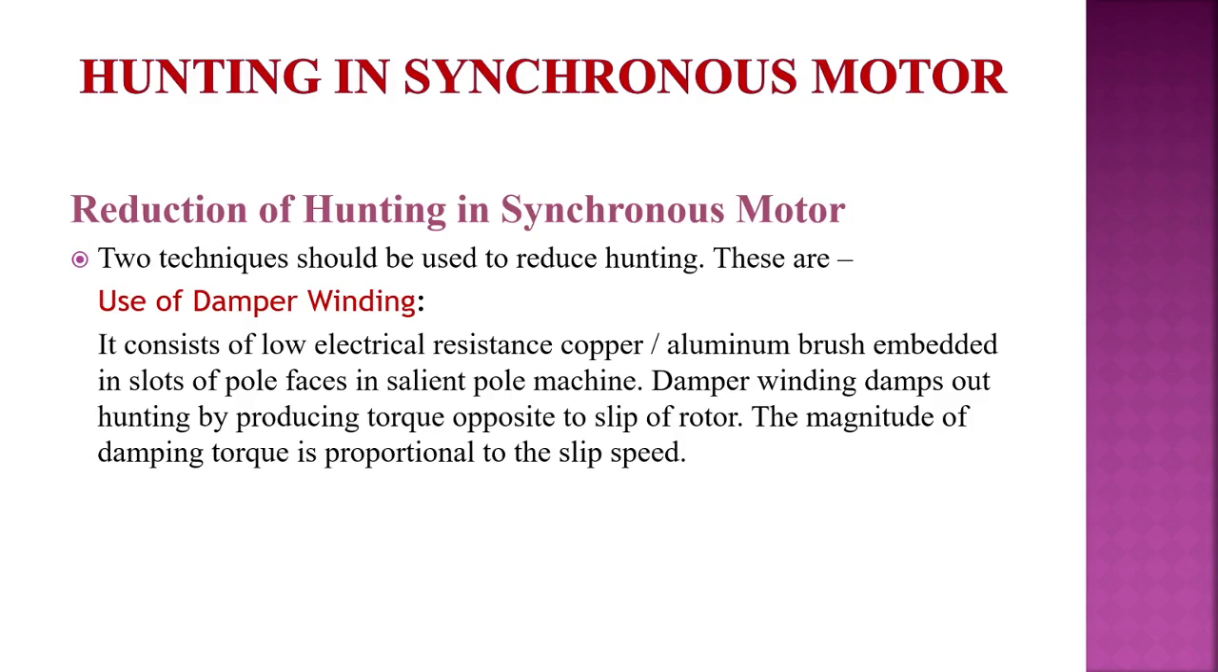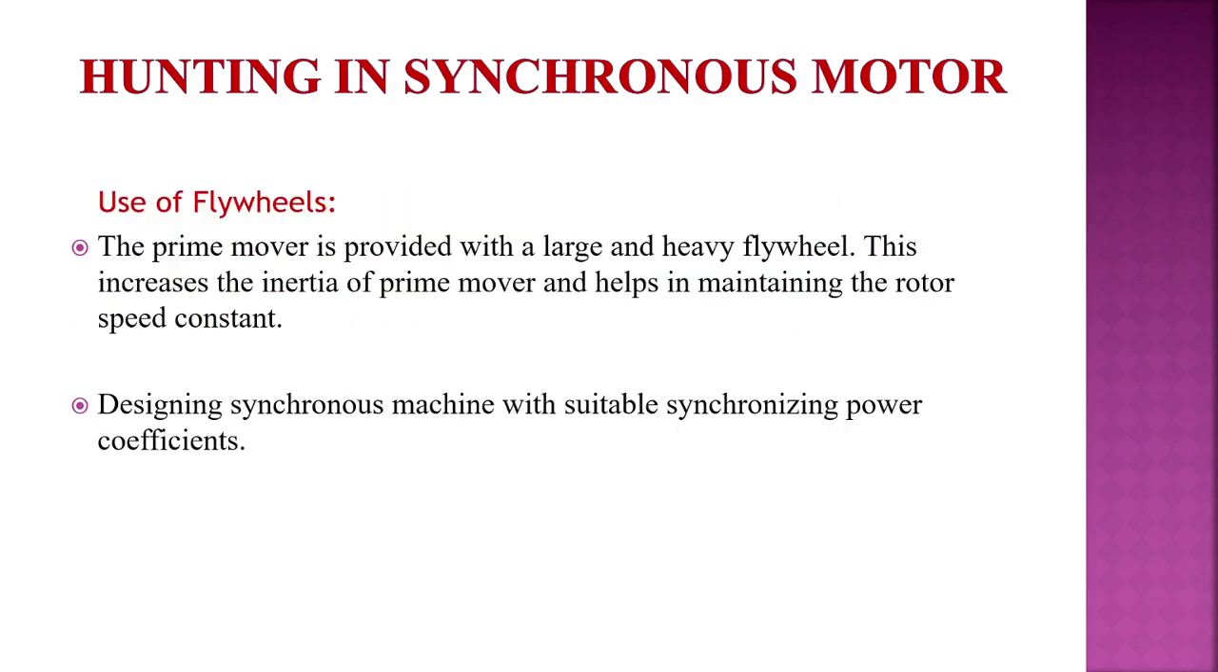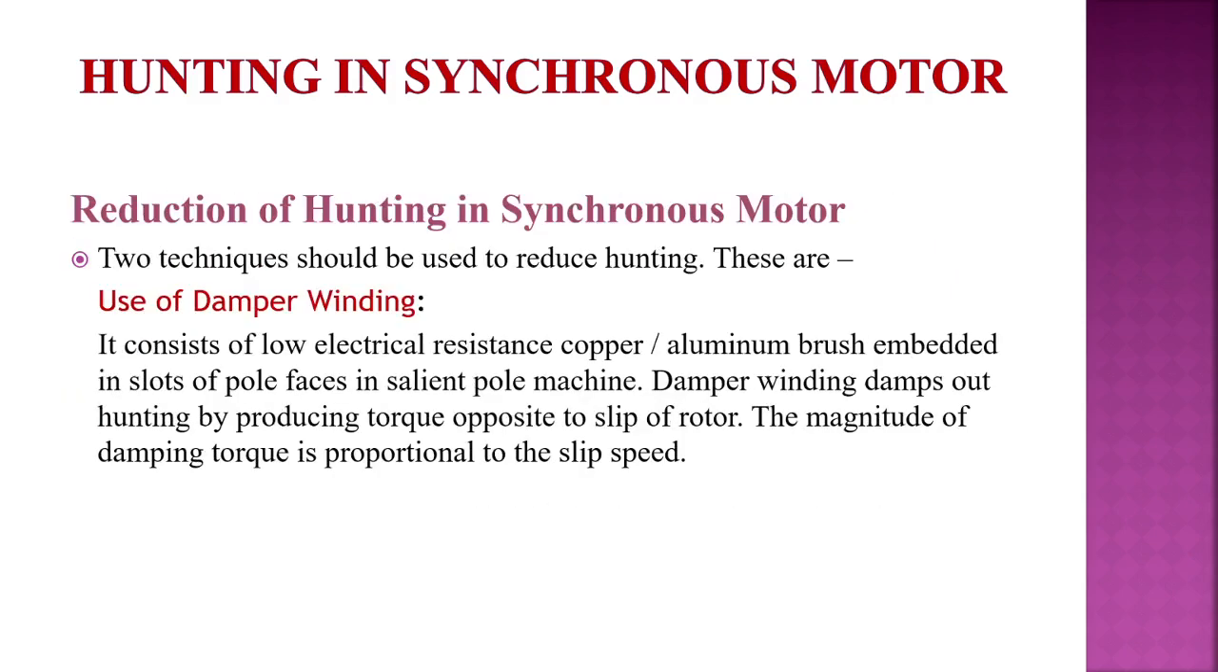Next is the prevention or reduction of hunting in synchronous motor. So two techniques are used to reduce the hunting. The first one is the use of damper winding, and the second one is the use of flywheels. Now let us see use of damper winding.